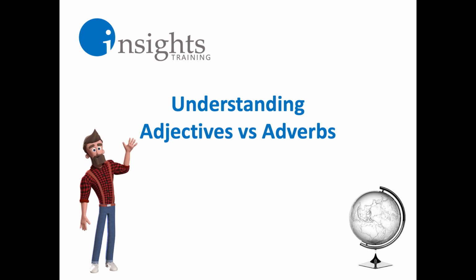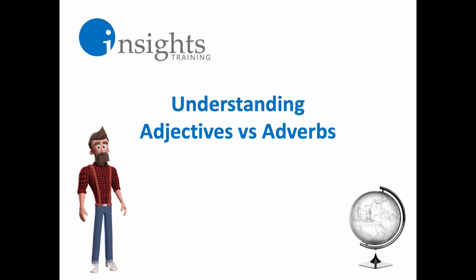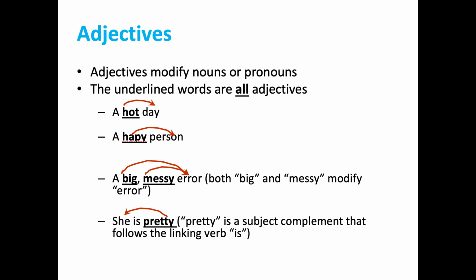Understanding adjectives versus adverbs. Adjectives modify nouns or pronouns. The underlined words are all adjectives. A hot day. A happy person. A big, messy error. Both big and messy modify error. She is pretty. Pretty is a subject complement that follows the linking verb is.